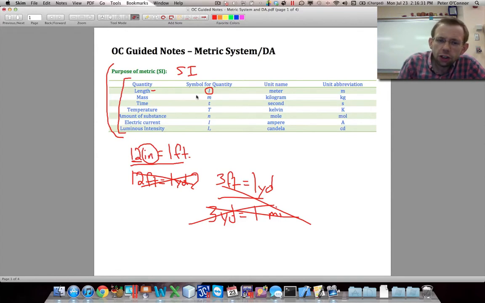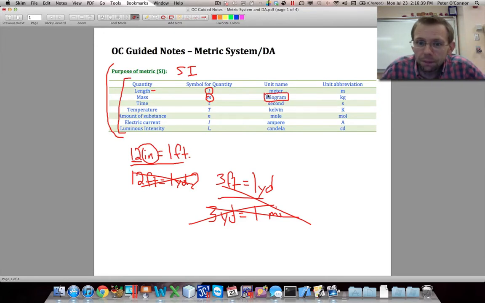The only thing that really hasn't changed yet is mass. There is a kilogram. Be wary that the standard unit for mass is the kilogram. I know those of you who already have some experience with metric are like, kilo is a prefix. Yeah, well, I didn't say these were the base units of the metric system. These are essentially the SI. These are the base units that we base all other units in the world off of.